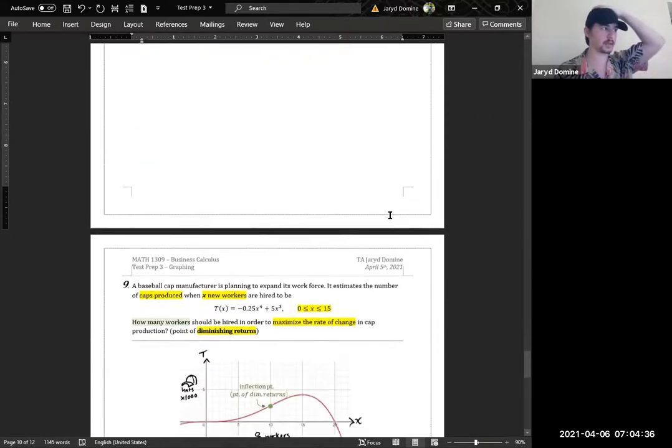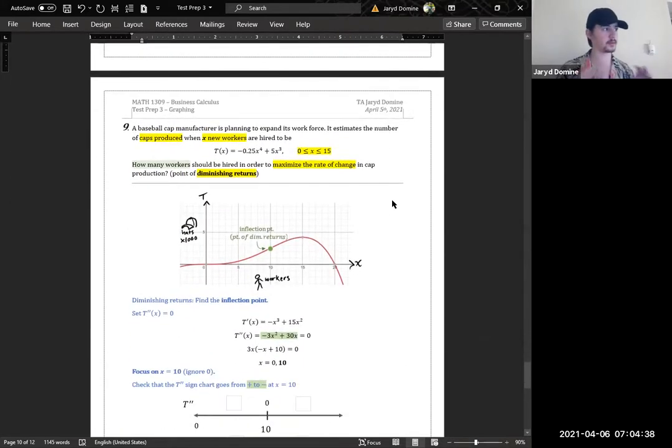Number 9 and 10. These are word problems. So number 9 has a really easy trick to it. It's something that we've done already a couple times.